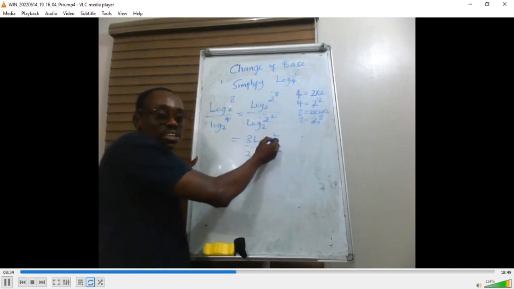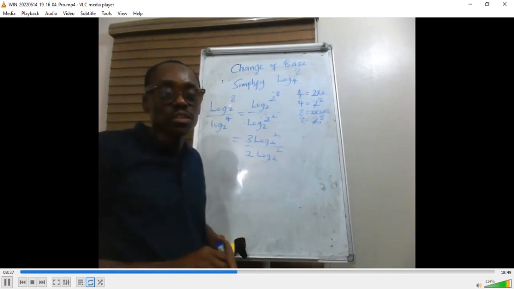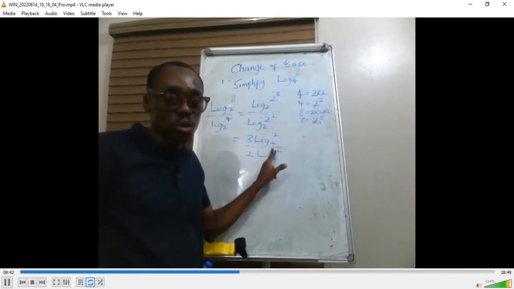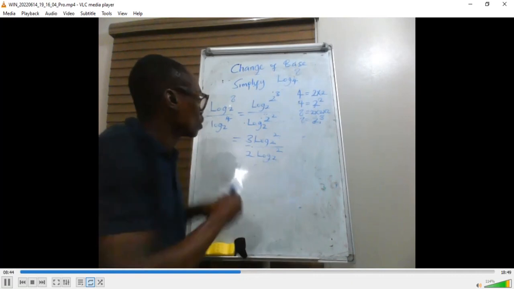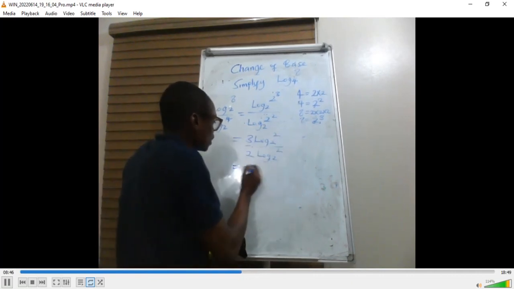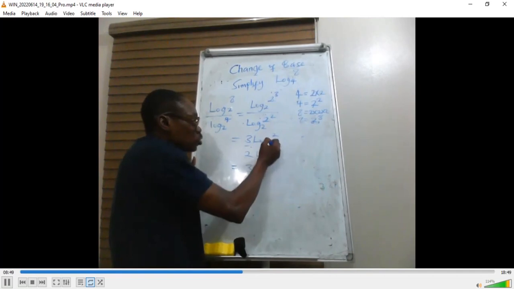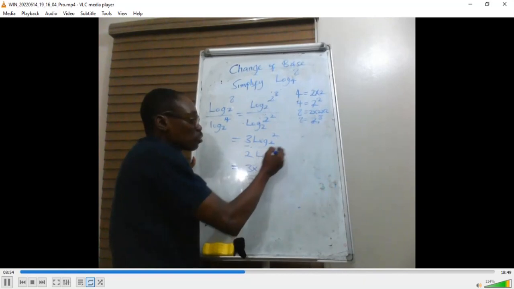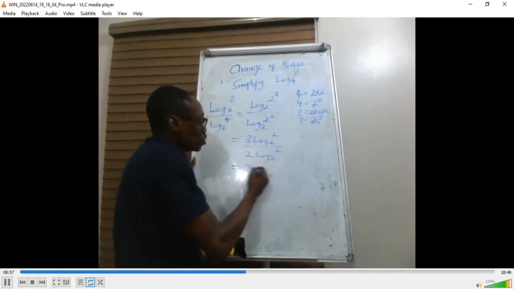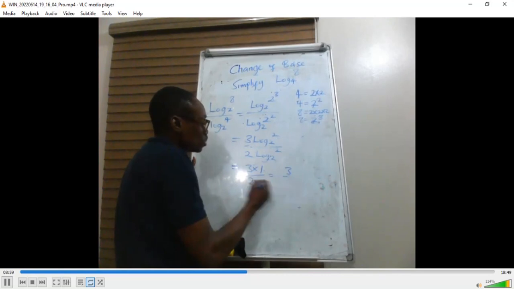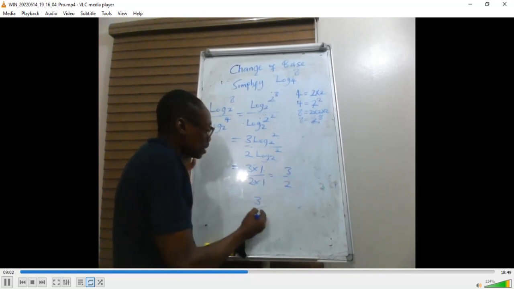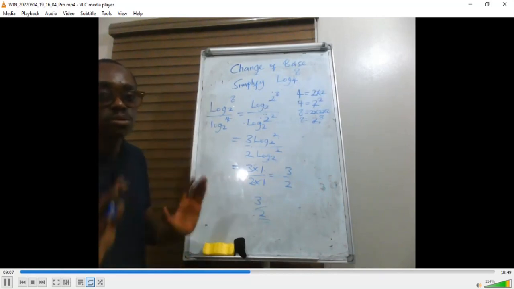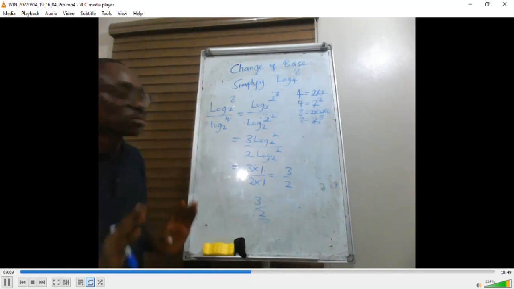Or we know from the laws of logarithm I gave you that the log of a number to the same base is 1. Log of 2 to base 2 is 1. So this gives you 3 times log of 2 to base 2, which is 1, and 2 times log of 2 to base 2, which is also 1. So 3 times 1 is 3, 2 times 1 is 2. So the final answer is 3 all over 2. As simple as that.